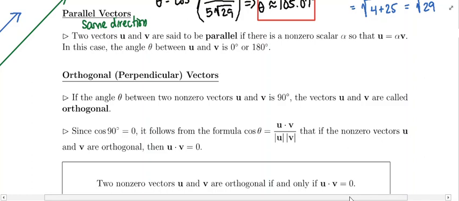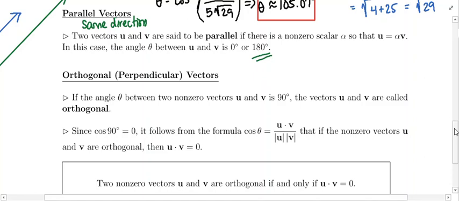If you lined them up so that their initial points coincided, the angle between them would be 0 or 180 degrees. That would prove that they are in the same direction, or you can have them in opposite directions. That's where the 180 degrees comes in.